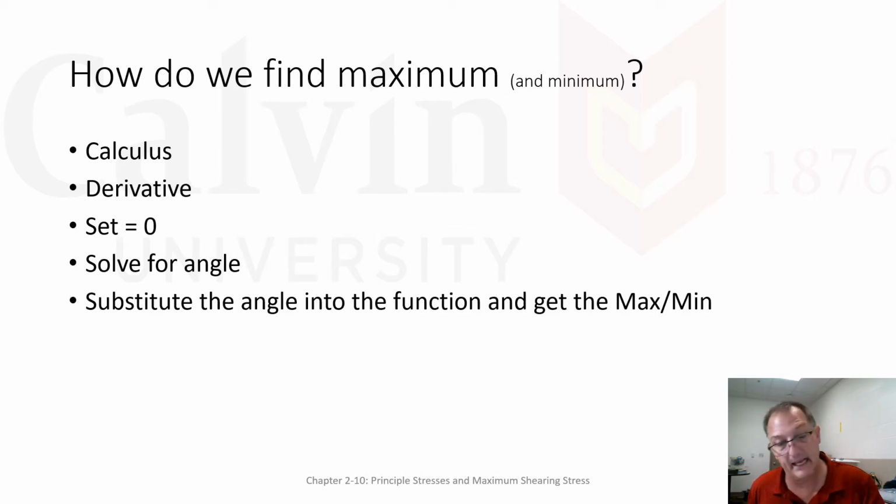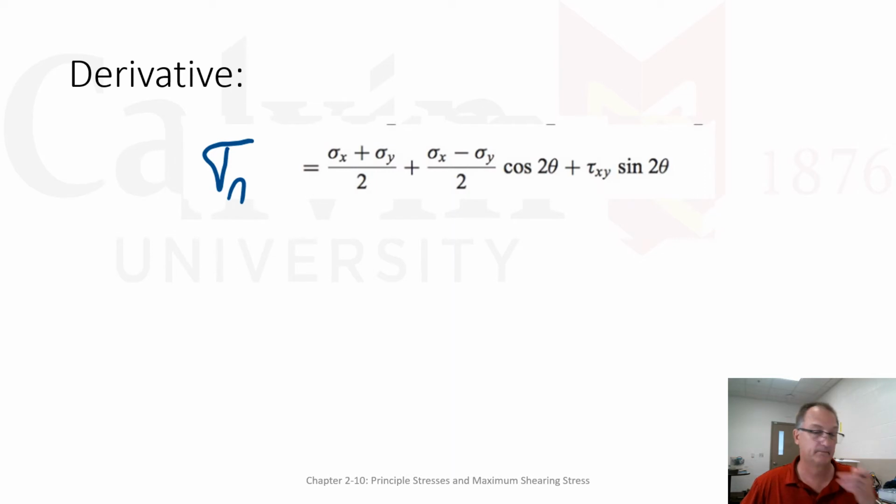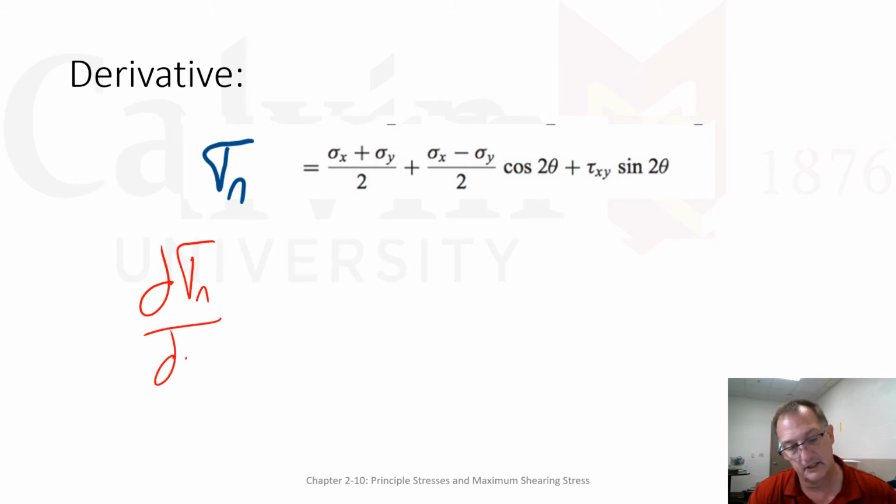Once we've got the angle, then we can substitute that back into the function and we can get the maximum and the minimum. So do you remember what that function is? Well, I wrote it down for us. I cut and pasted it. There's our function. And so the first thing we have to do is take a derivative. So what is d sigma d theta?